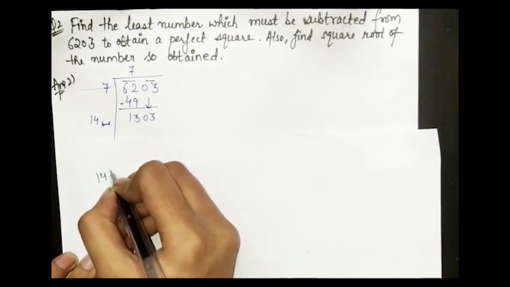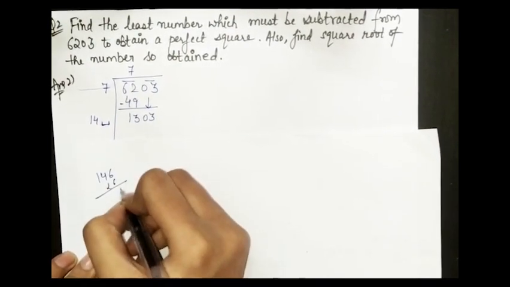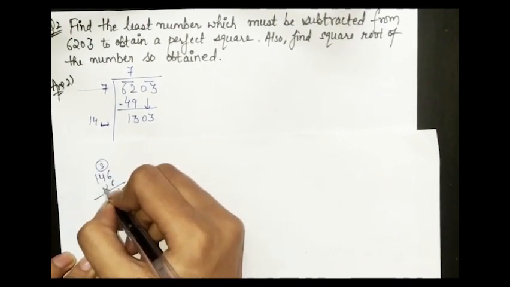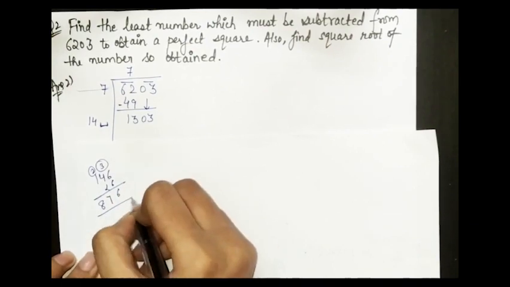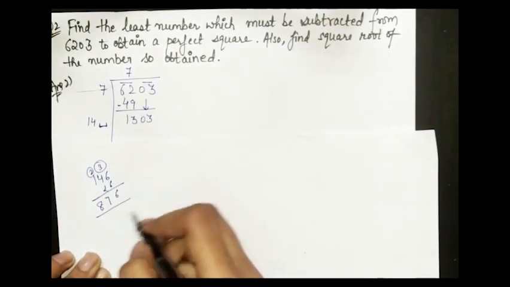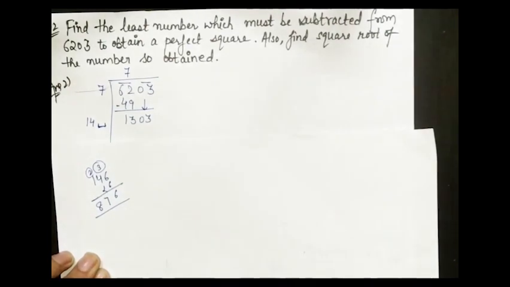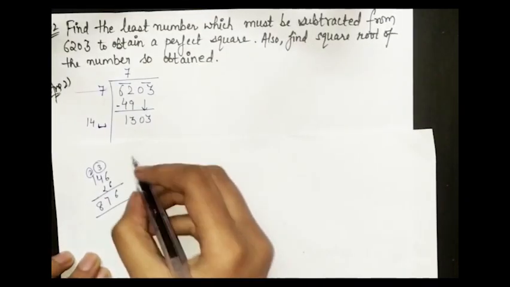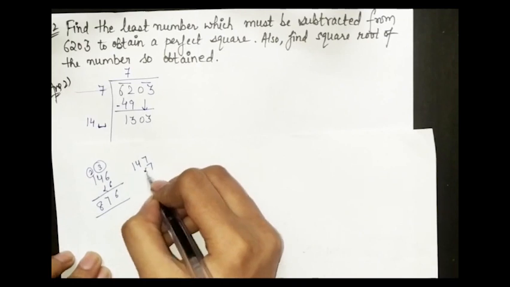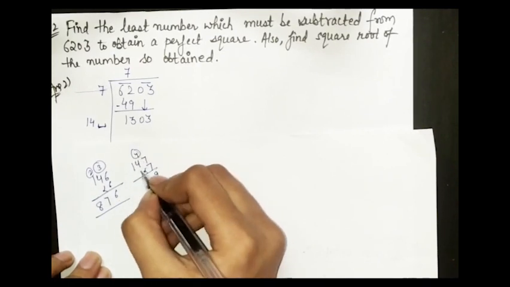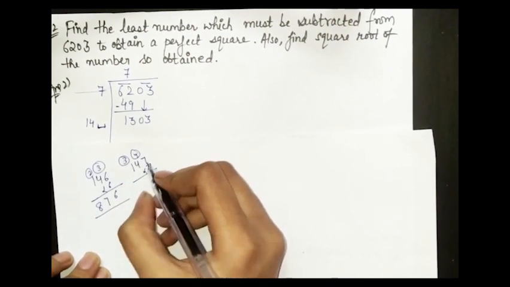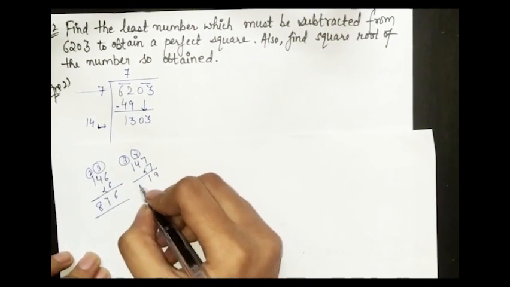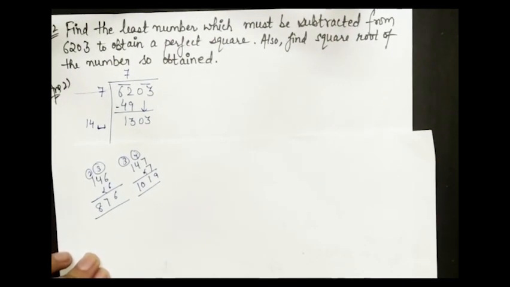So let me take 6. 6 6s are 36. 6 4s are 24. 25, 26, 27, and then 6 and 6, 7, 8, 876. Means again this is smaller than this. Now we will be finding some more numbers, that is 147. 7 7s are 49. 7 4s are 28. 29, 30, 31. So 7, 8, 9, 10, means 1019. This is also smaller than that.